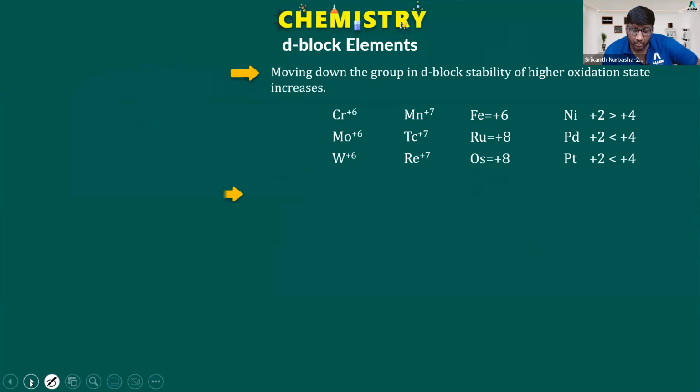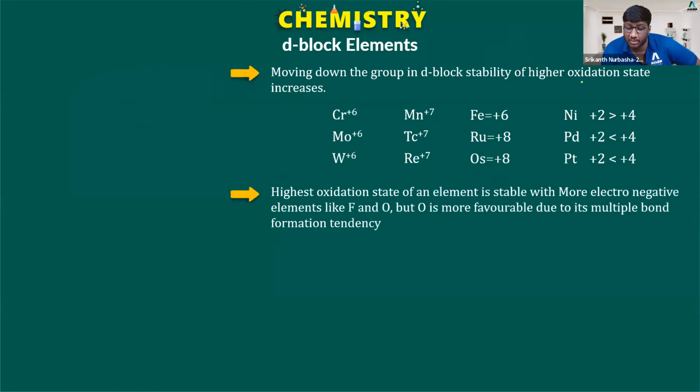And moving down the group in D block, stability of higher oxidation state increases. Like if you look at the group of chromium, molybdenum, tungsten, Cr plus 6, Mo plus 6, W plus 6, out of all these three, which is more stable? Moving down the group in D block, stability of higher oxidation state increases. So which is more stable? W in the plus 6 state is more stable.